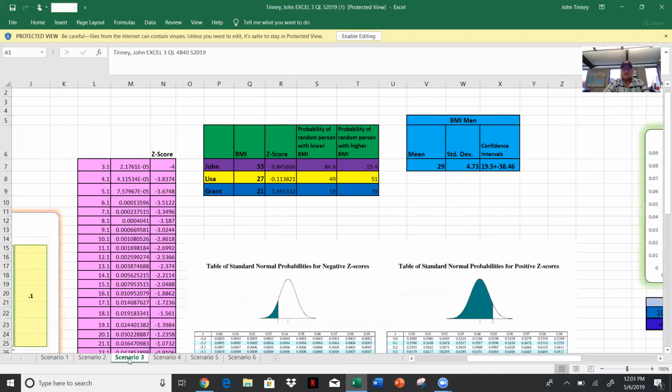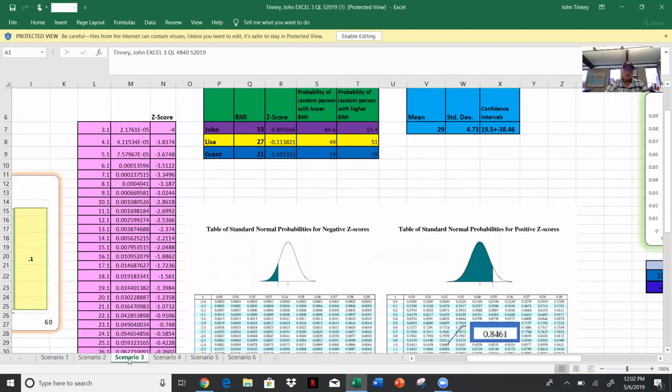I asked my son what his weight and height were, and his BMI was only 21, because he's kind of a beanpole. He's real lanky, and so he's doing real good. I think 19% of people would be lower than him, and 79% of the folks around would be higher than him. My BMI, it looked like 84.6% of people would be lower than me, and 15.4% would be higher than me. My wife is kind of in the middle, with 49% lower and 51% higher.